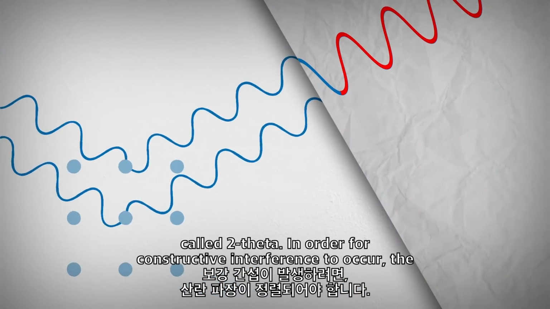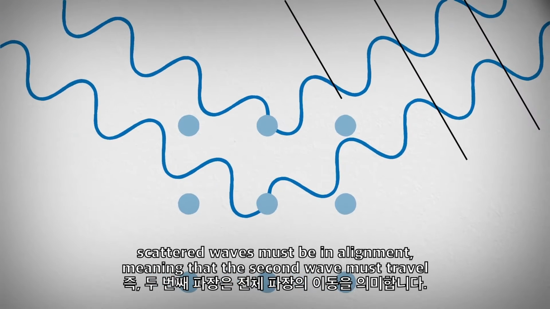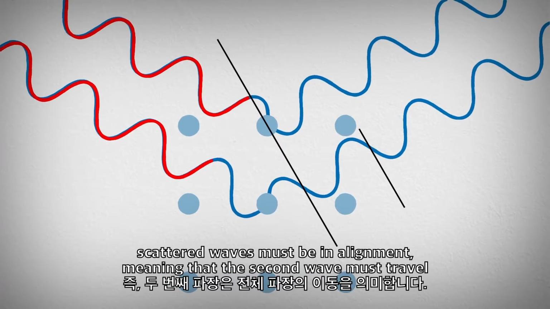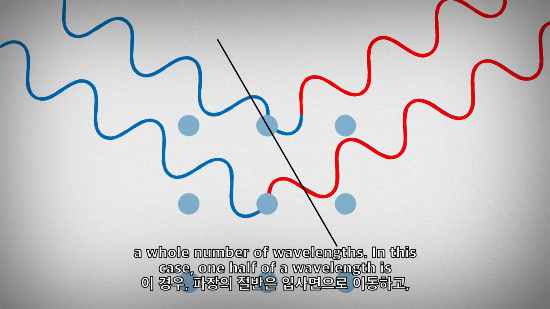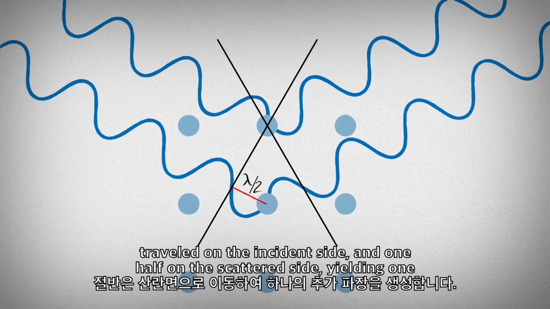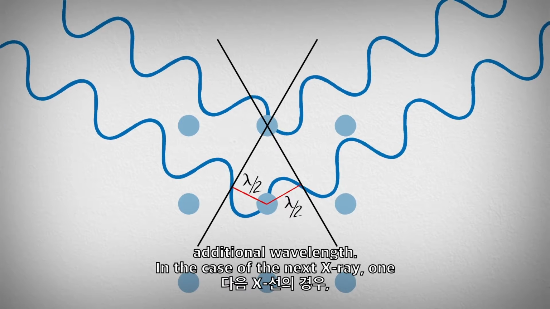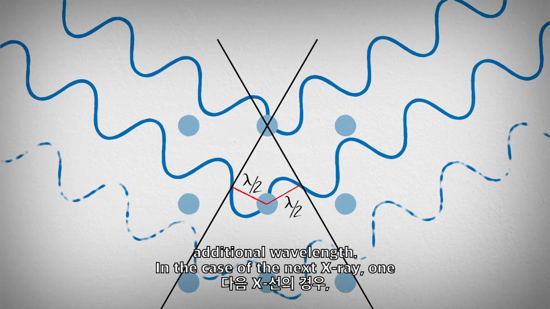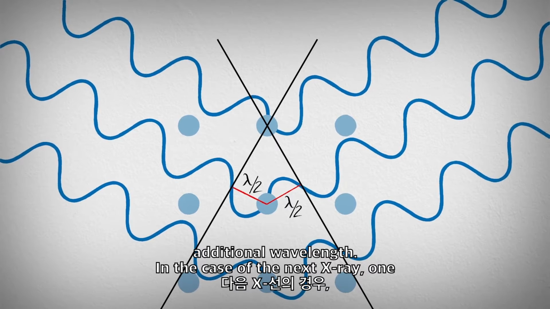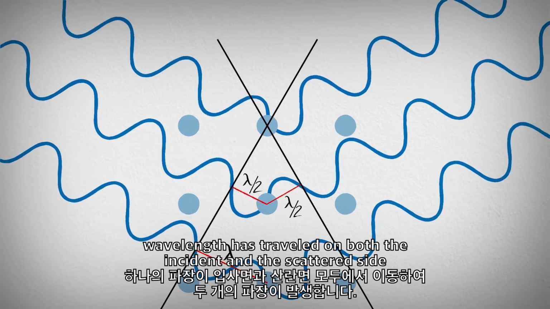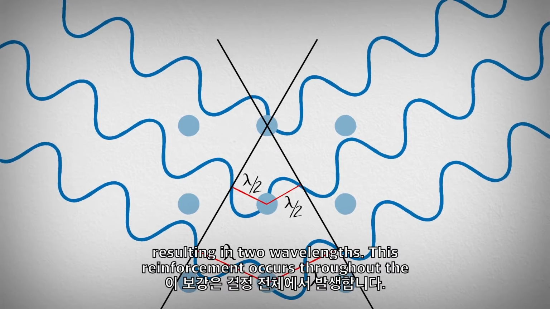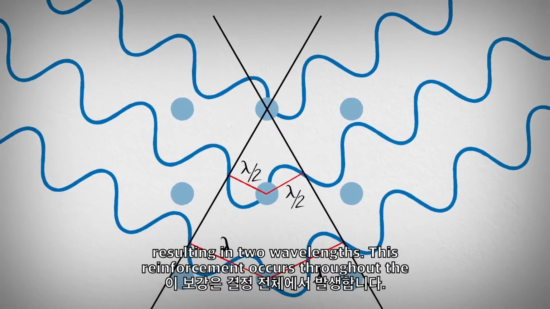In order for constructive interference to occur, the scattered waves must be in alignment, meaning that the second wave must travel a whole number of wavelengths. In this case, 1/2 of a wavelength is traveled on the incident side, and 1/2 on the scattered side, yielding 1 additional wavelength. In the case of the next X-ray, 1 wavelength is traveled on both the incident and the scattered side, resulting in 2 wavelengths. This reinforcement occurs throughout the crystal.